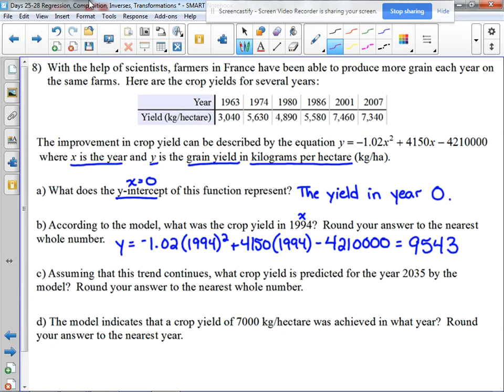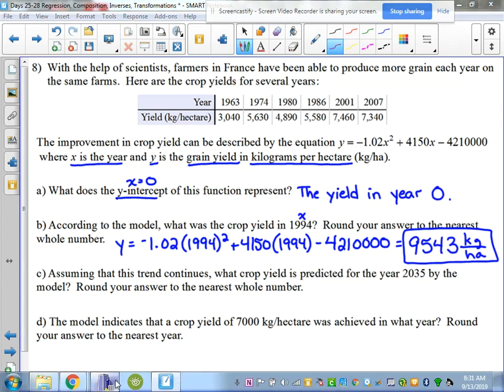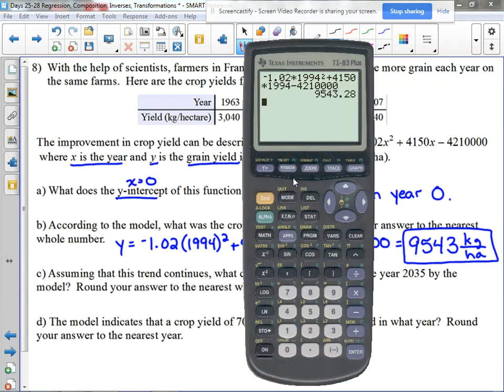So let's see here. We need to give it units. That would be kilograms per hectare because that was the output. The Y is the grain yield. Now, that's according to the model. Did I type everything in right? It's not looking.